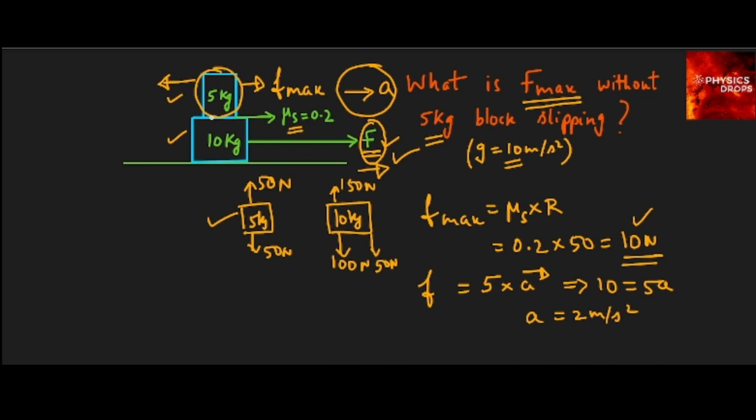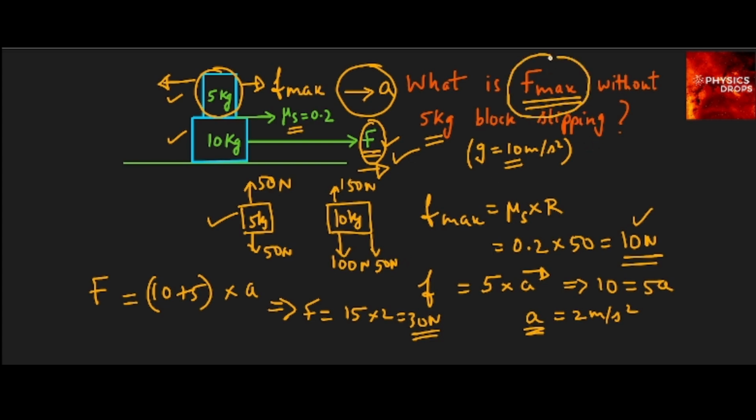But this is not slipping, which means the entire 10 plus 5 is also moving at the same acceleration, 2 meter per second square, which means 10 plus 5, 15 kg, is moving at an acceleration of 2 meter per second square. So again, F equals ma format, the force here we are talking about is the capital F force. So this gives capital F is 15 times 2, or 30 Newton. So 30 Newton is the maximum force with which we can pull the 10 kg block without the 5 kg block slipping away.